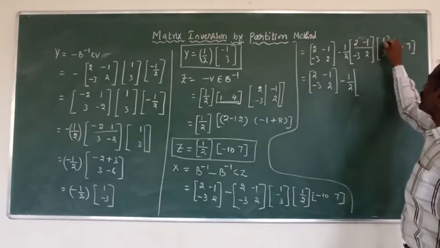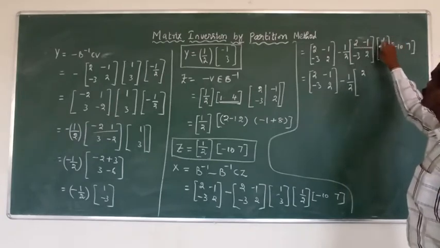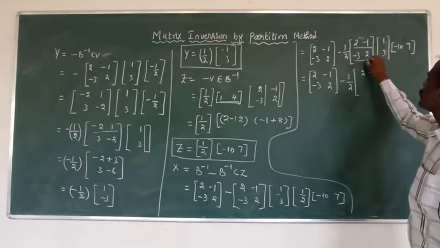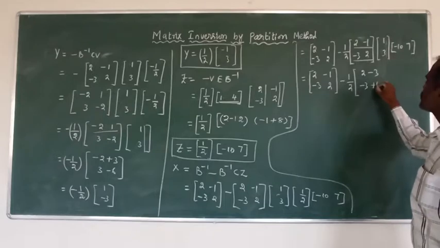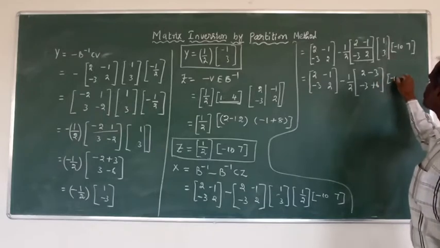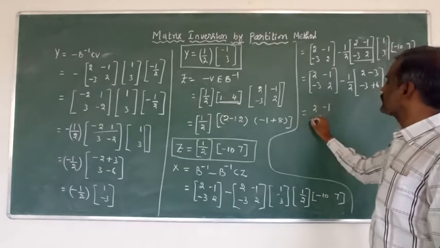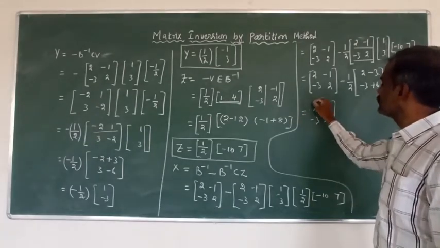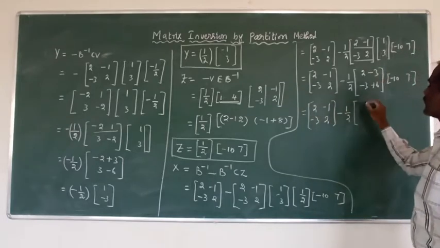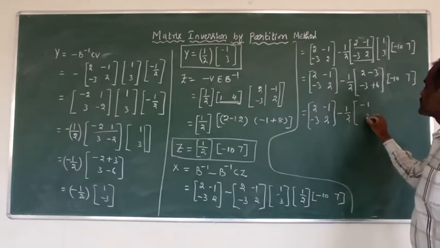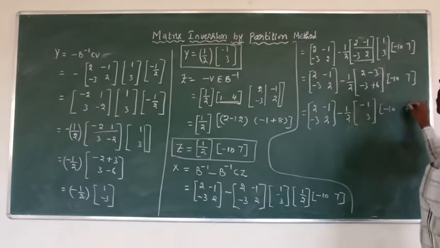First row 1 column 1, this is for 2 minus 3, and row 2 column 1 minus 3, and this is for plus 6, and this is for minus 10 and 7 equal to 2 minus 1 minus 3 and 2, minus 1 divided by 2. This is for minus 1 and this is for plus 3, and this is minus 10 and this is for 7.